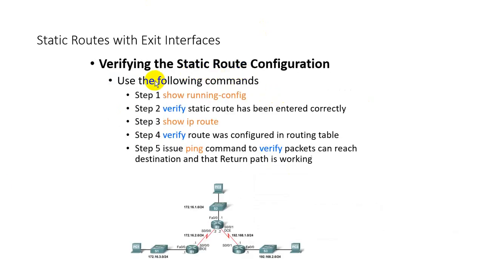Verifying the static route configuration, use the following commands: show running-config, verify the static route has been entered correctly. Show IP route, verify the route has been configured in the routing table. Issue the ping command to verify packets can reach a destination and that the return path is working. So whether the return path is working or not, that also we need to verify.